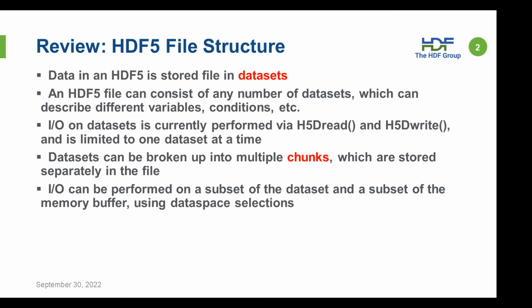And datasets can additionally be broken up into multiple chunks, which are logical delineations, like tiled blocks in the dataset. Each of these chunks is stored separately in a contiguous block in the file. And you can also perform IO on just a selection of the dataset, just a subset. So you could select only one column or only a certain block inside the dataset. You don't have to read and write the whole thing at a time. That would not be convenient.